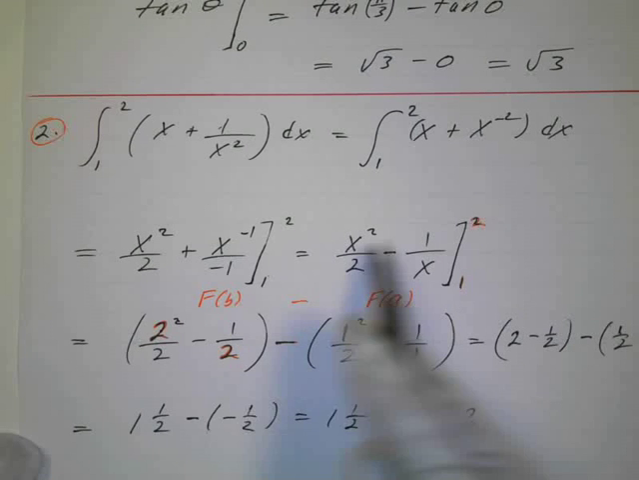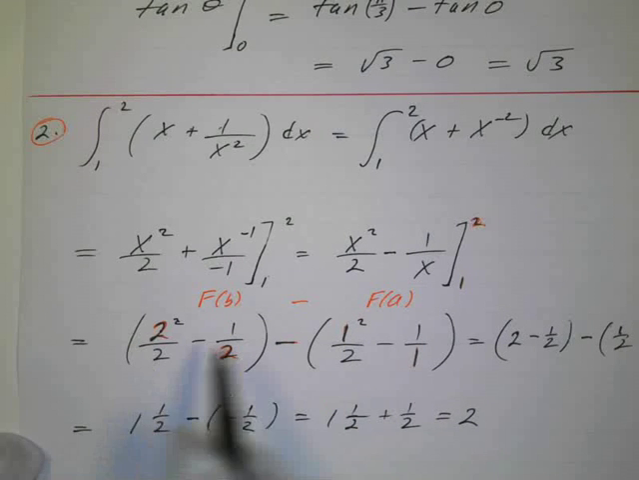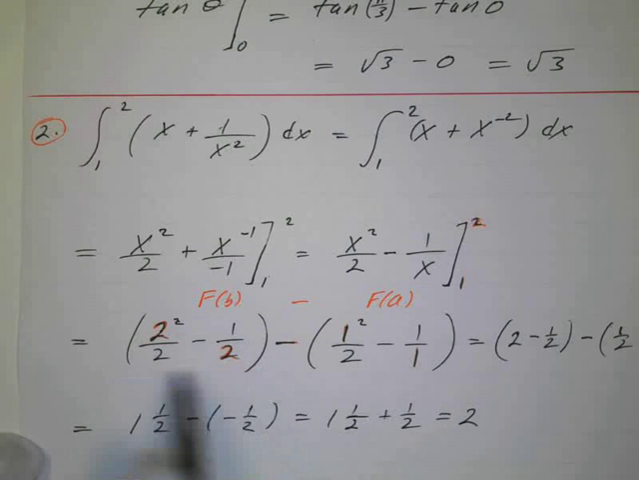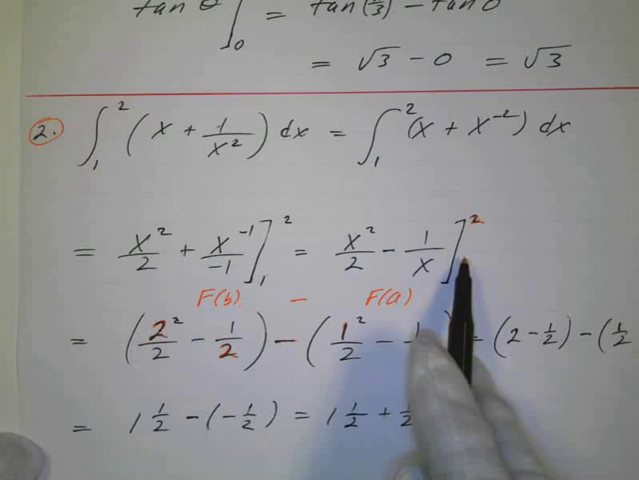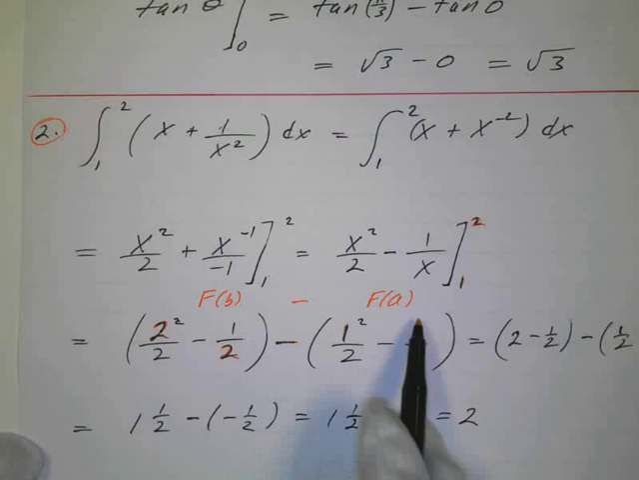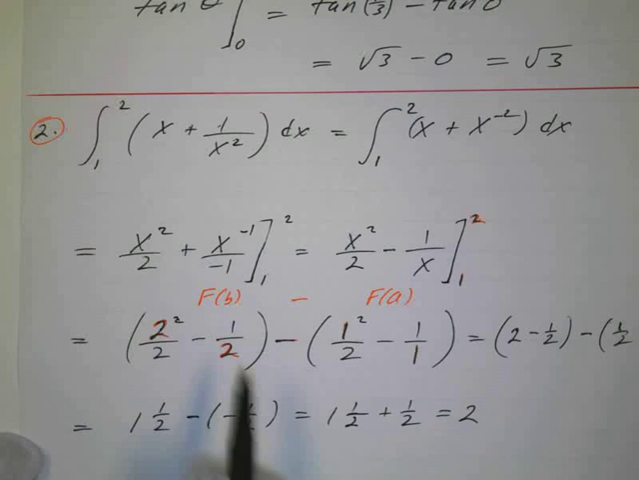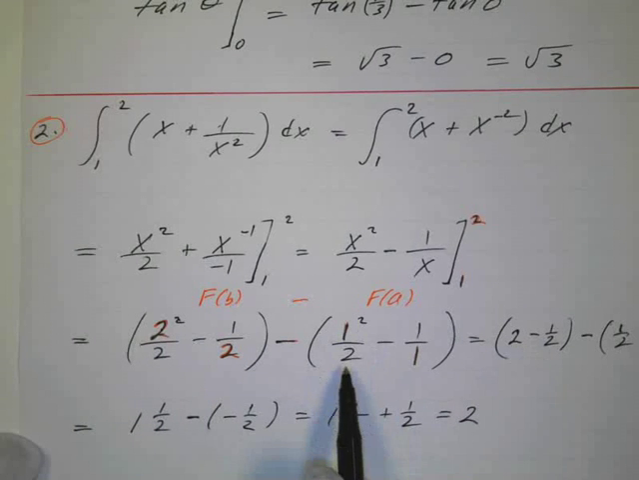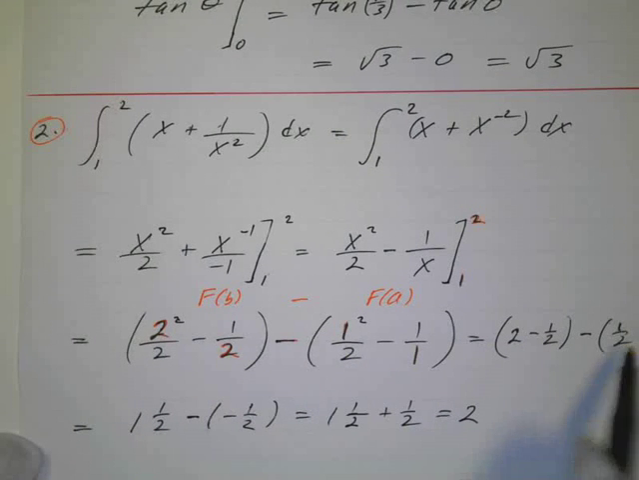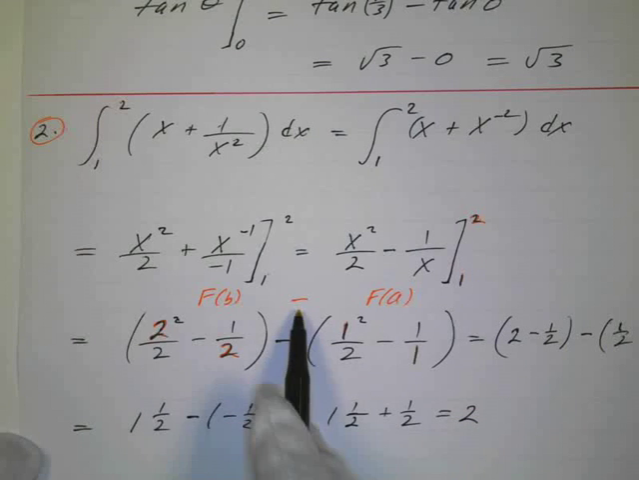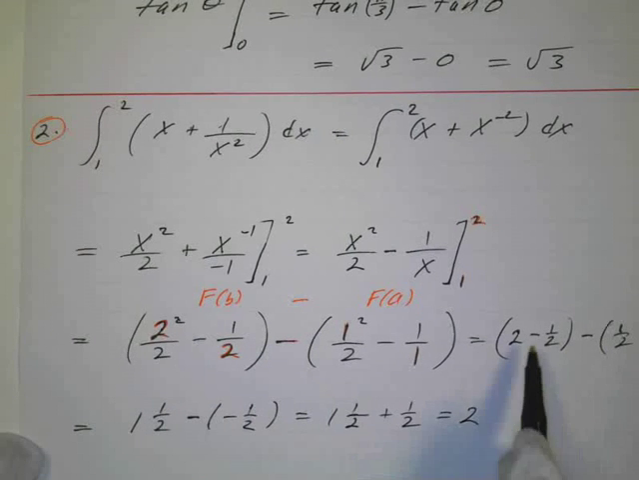So when I put this in, 2 squared over 2 minus 1 over 2, that's the one part at 2. I'm going to put in 1 squared over 2 minus 1 over 1. Well, 2 squared is 4. 4 divided by 2 is 2 minus 1 half. And then 1 squared is 1, so it's 1 half minus 1. And again, there's the negative from the F of b minus F of a.